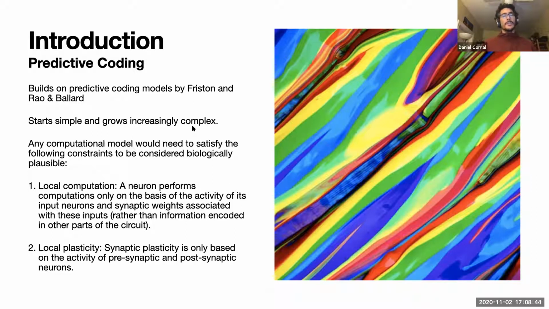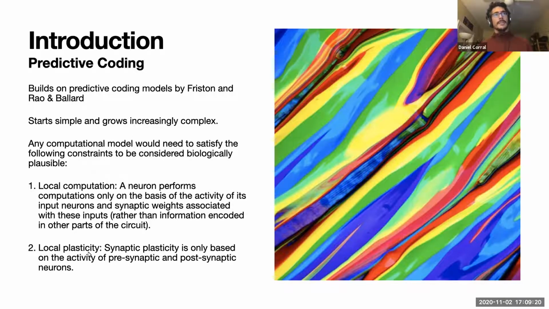And in order to fit this idea of something that is biologically plausible, it has to satisfy these 2 constraints, or so Bogach says. And those 2 constraints are, as it says in the paper, local computation. And I'll just read this out. A neuron performs computations only on the basis of the activity of its input neurons and synaptic weights associated with these inputs, rather than information encoded in other parts of the circuit. And maybe we'll go into that a bit more later.